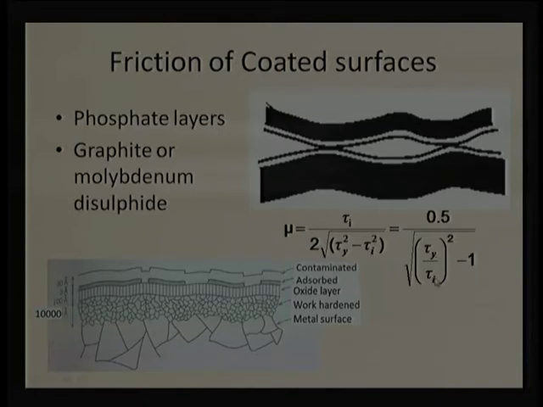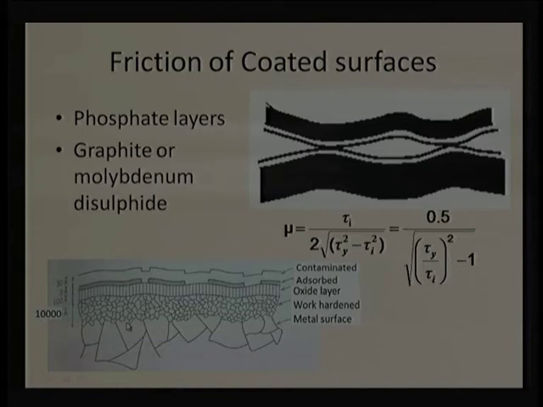If tau I is much lower than tau y, the coefficient of friction will be much lesser, and we need to think about solid lubricants from that point of view. And this is a diagram which shows that if you keep a gear surface in the environment, there is a possibility of some contaminated layer on top of the surface. The contaminant layer is an oxide layer, some sort of work hardening layer, and they are in angstroms.